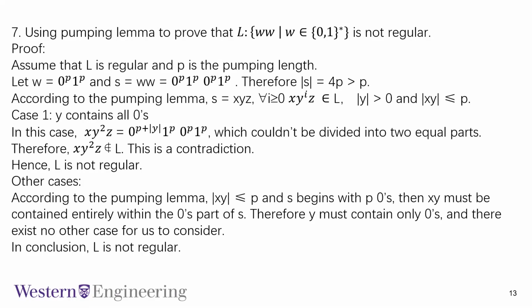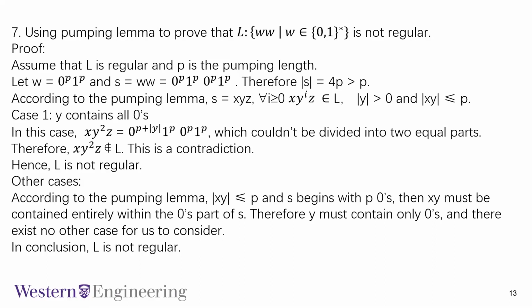string W to be 0 to the P and 1 to the P. And we know that this language is not regular according to the previous question, and so S equals WW equals this, and therefore |S| is equal to 4P, which is greater than P.